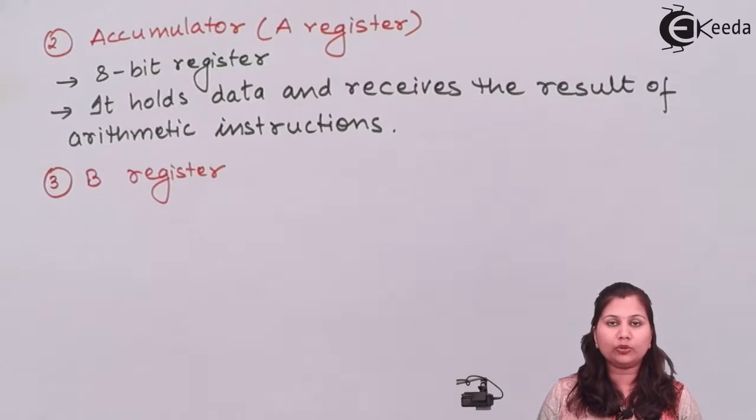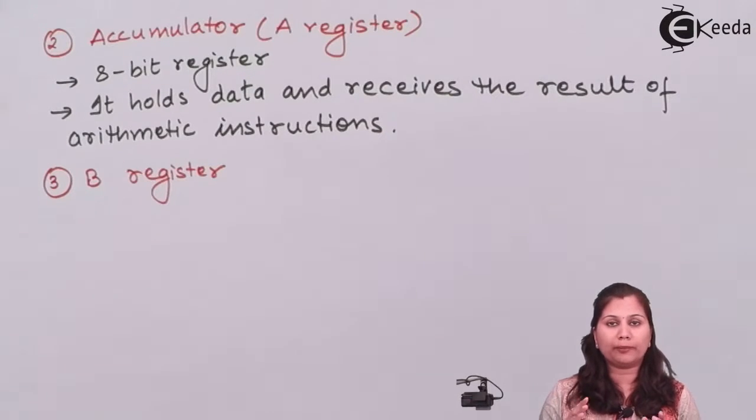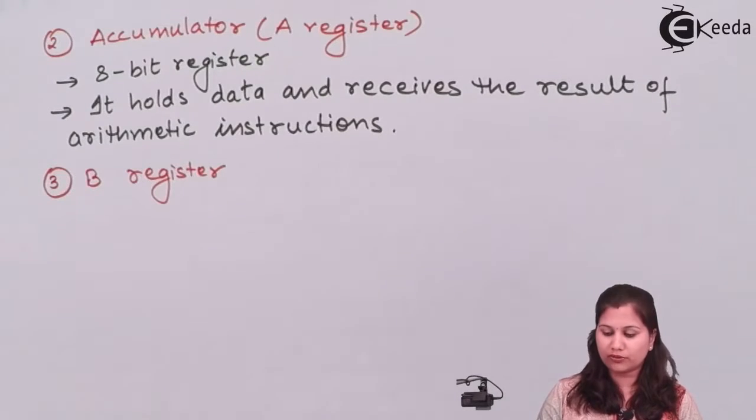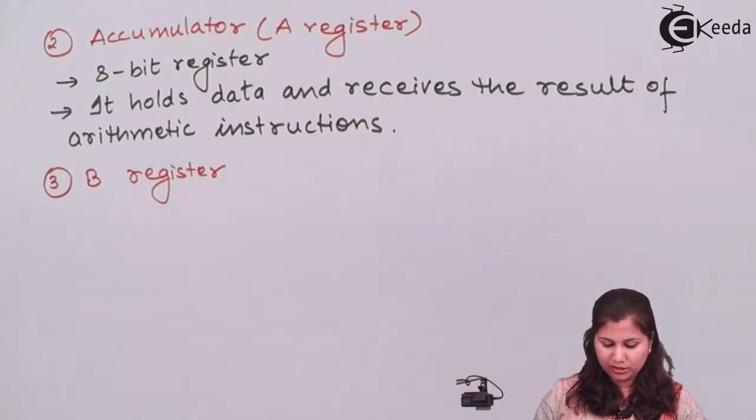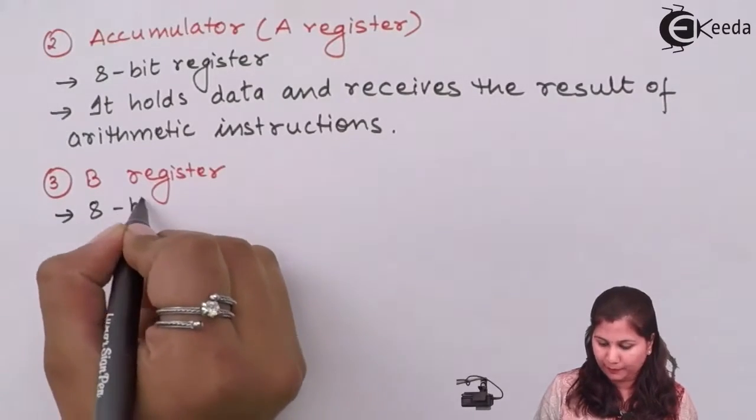it is also a general purpose 8-bit register. We can use it as a temporary register if we are performing arithmetic and logical operations and want to store intermediate data, or if we want to perform any operations with the accumulator, then we can also use this register. So this register is an 8-bit general purpose register.